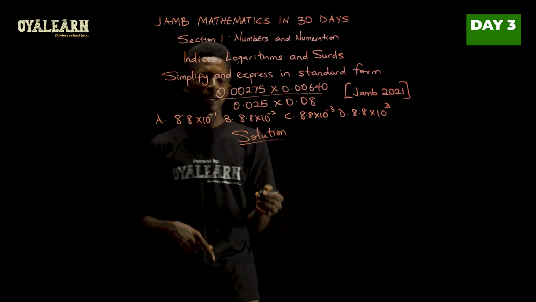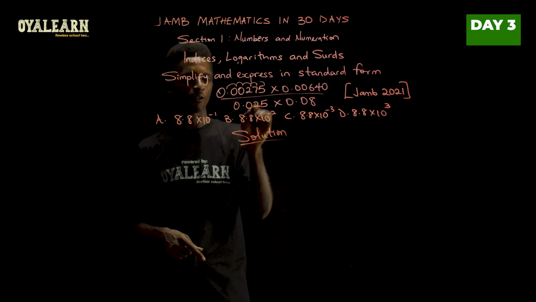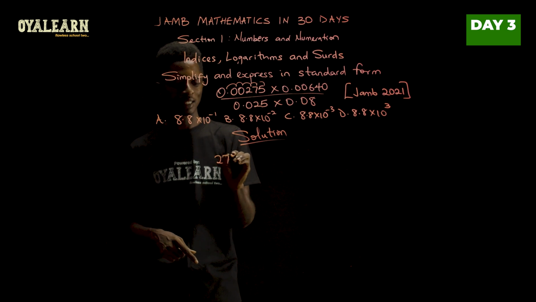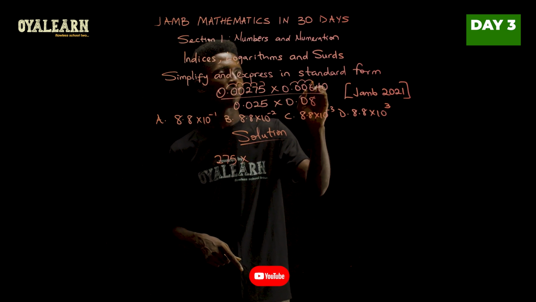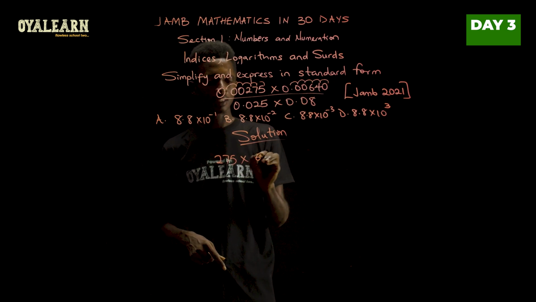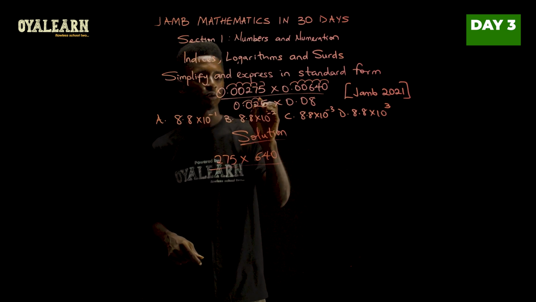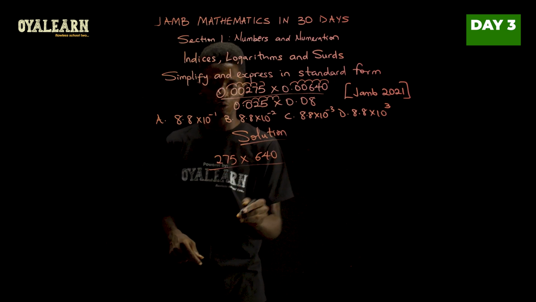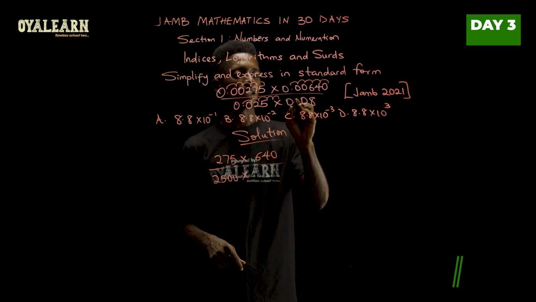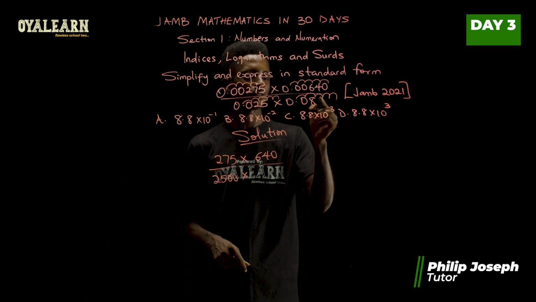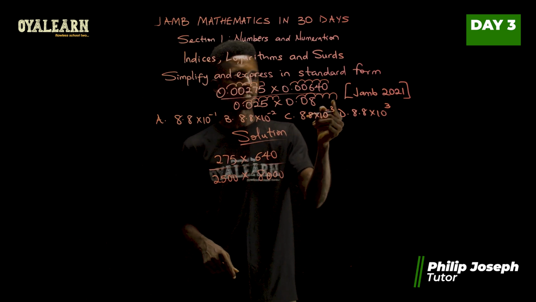To write this as a whole number, I have to bring this decimal point 5 places back. That is 1, 2, 3, 4, 5. So that will become 275 times. Now let's do the same thing here. 1, 2, 3, 4, 5. So we would have 640 divided by, now this 1, 2, 3, 4, 5. That would mean we'll have 2 zeros there. So 2500 times. Same thing here. 1, 2, 3, 4, 5. That is 8,000.